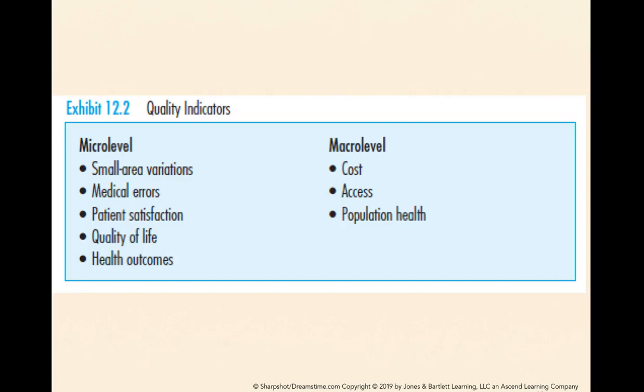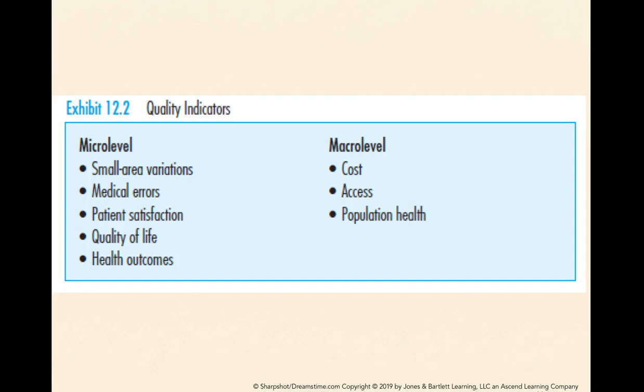So here's a table from your textbook. These are examples of indicators for quality in healthcare. So for micro level, there's basically small area variations. There are variations in specific healthcare services, for instance, in different geographic areas, locations. And then medical errors. So again, it's looking at when that service was actually given. It's at the point of service.